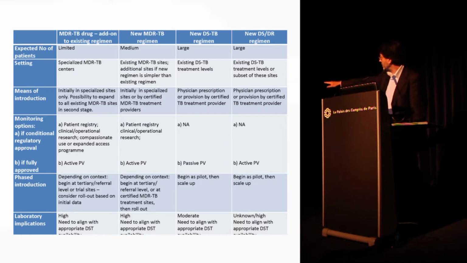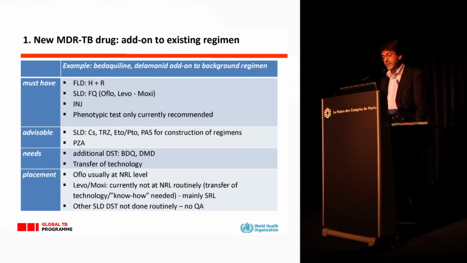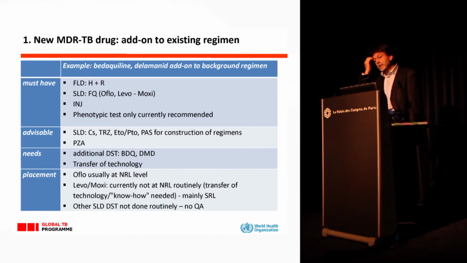I'm going to focus now on the last row, which is the laboratory implications. I will go through each of them one by one and try to make some suggestions about what we need. In fact, the last slide shown by the preceding speaker was looking at these aspects, and I think this is more or less a repetition, trying to look at some specific aspects. So it's the example of the new MDR-TB drug add-on, like bedaquiline and maybe delamanid. Here, what I propose is to consider the must-haves in terms of DST, which are, in our impression, necessary and indispensable, what are the advisable ones, and what could be the needs and potential placement.